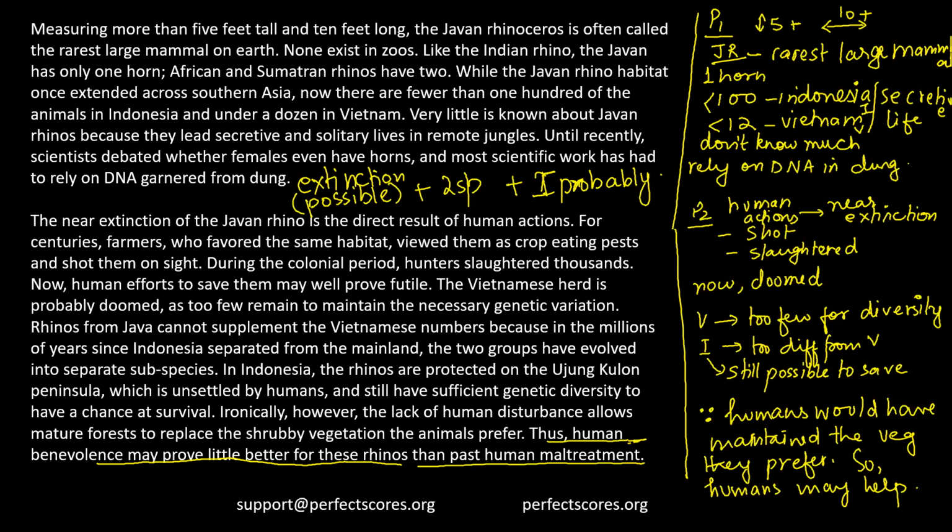Well, this is pretty much saying that it's kind of ironic because currently humans are not interfering, but that's not really proving to aid the rhinos in any way, because they need the shrubs or whatever that occurs instead of the dense forests. Yeah, so humans have been bad in the past, but right now humans could help. Their help is not proving anything. It's not helping much at this moment. That's what I think. May prove little better than past human treatment.